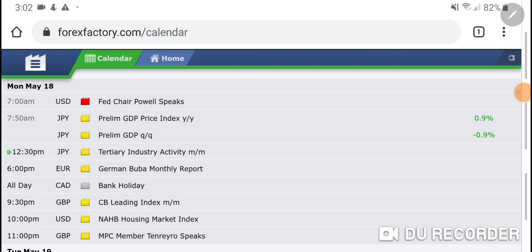Kaya kung maglalagay kayo ng position, only put small risk. Kasi if it doesn't go our way, you should be able to put additional position that can offset your losses. Does that make sense? Alright? Yun ang pinaka-strategy ko sa mga trades ko. Kaya kung makikisabay kayo, like I said, use minimal risk. Alright? And kung hindi kayo sure, hindi kayo confident, maglagay kayo ng stop loss. Yun lang ang pinaka-advice ko.